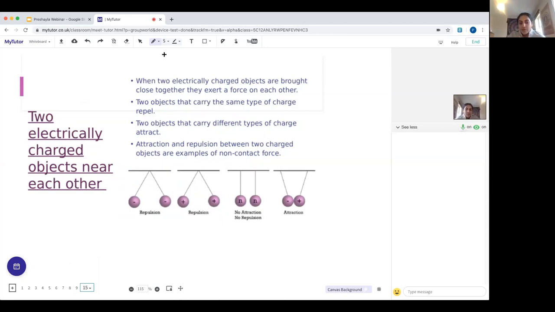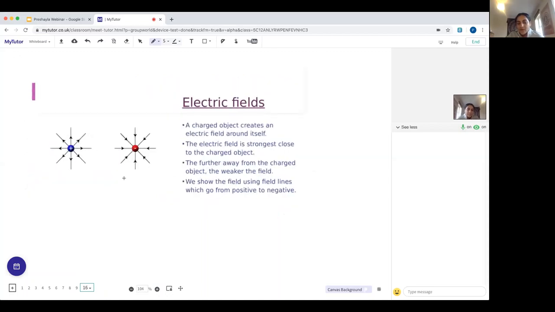We also talked about the electrostatic force. The force that acts between electrically charged objects is called the electrostatic force. And this is a non-contact force, so you don't need to be touching it to feel it. And then we talked about electric field.